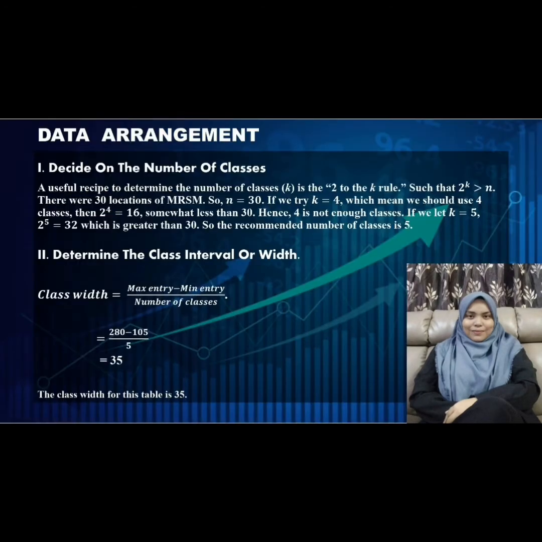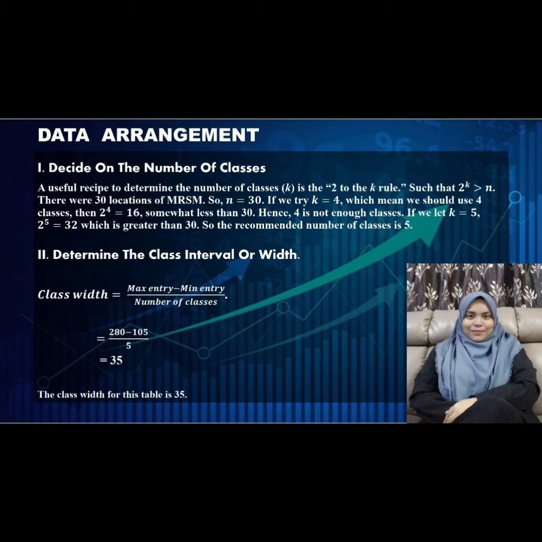Data arrangement. First, decide on the number of classes. A useful recipe to determine the number of classes k is the 2 to the k rule, such that 2^k is greater than n. There were 30 locations of MRSM, so n equals 30.